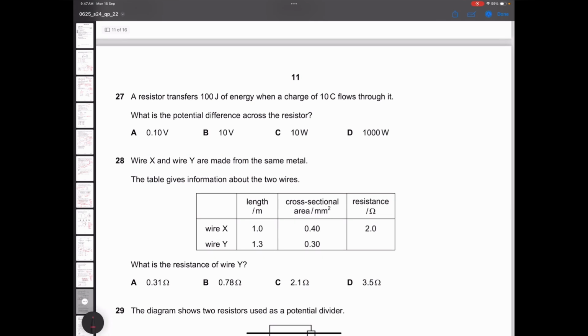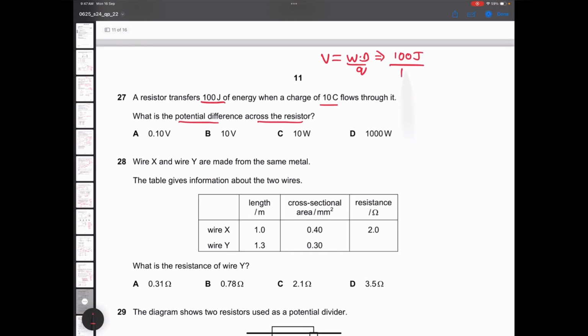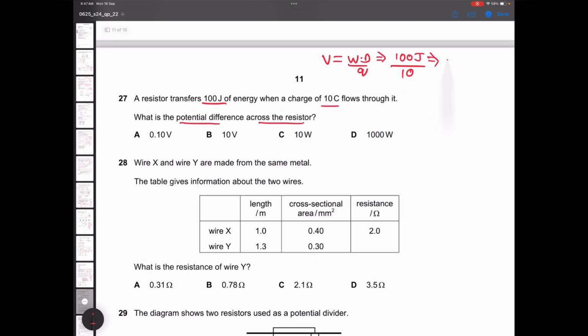Next question. A resistor transfers 100 joule of energy when a charge of 10 coulomb flows through it. What is the potential difference across the resistor? So, we know this formula, that voltage is equal to work done per unit charge. How much energy are you using? 100. And what is the charge? 10 coulomb. So, the answer will be 10 volts. Work done has a unit of joules as well. It is equivalent to energy. So, 100 joules, that is why I am using here. So 10 volts will be the answer. Option B will be the correct one.